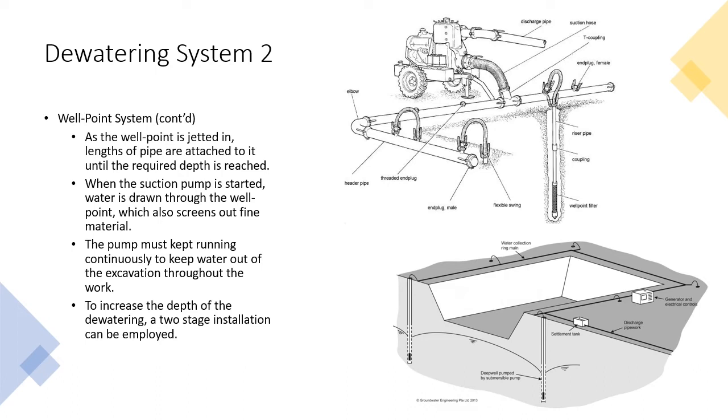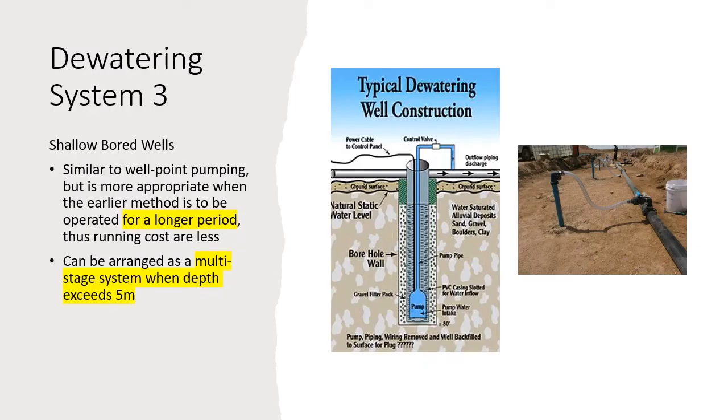To increase the depth of dewatering, a two-stage installation can be employed. Kalau ada lagi nak masuk ke dalam, so you have to build another slope and do it below here lah. So ada lagi two stage, another stage below.